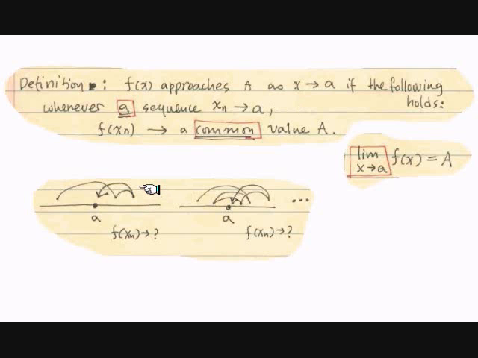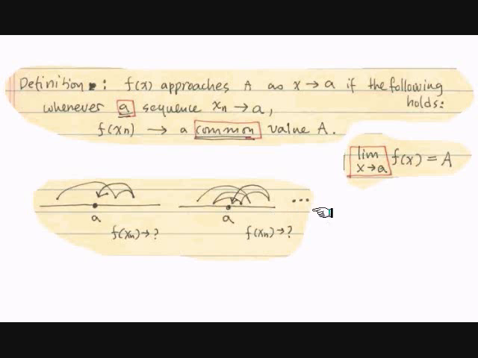As this xn hops around crazy like this, but eventually approaches a, what's going to happen to f of xn and f of xn over there? No matter how you jump around and eventually approach a, if in all the cases f of xn approaches the same number all the time, then we say f of x approaches that number as x approaches a, right? Because we're using this sequence, there is no continuity involved in approaching anything.